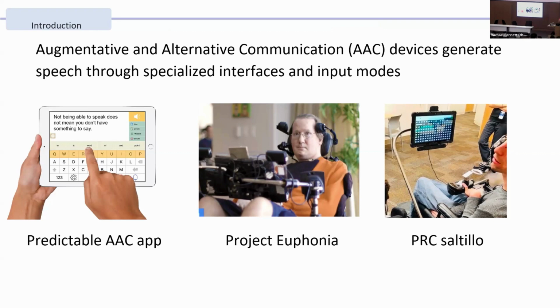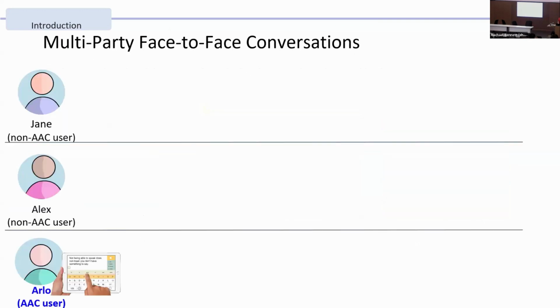Communicating with AAC devices really helps people with speech disabilities or other disabilities, but it can be a little bit slow to communicate compared to verbal speech, where we can just speak at really high rates while people are typing. And this creates different types of asymmetries.